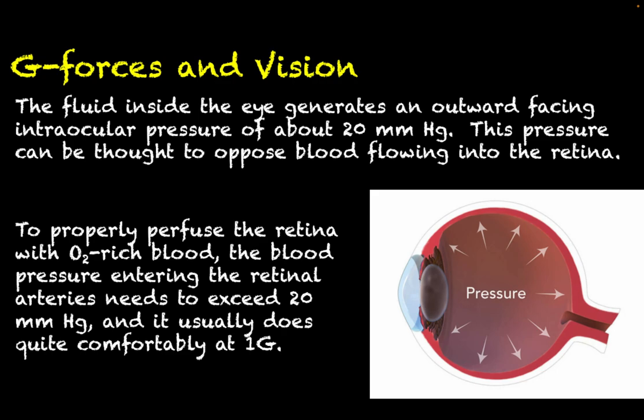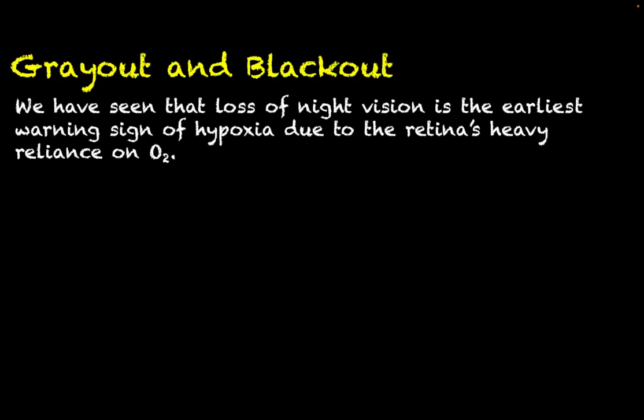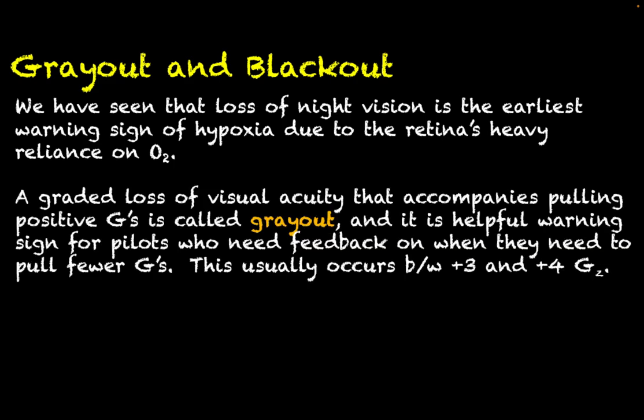So, to properly perfuse the retina with oxygen-rich blood, the blood pressure that enters the retinal arteries needs to exceed that 20 millimeter mercury threshold. And usually it does quite comfortably when you are pulling 1G. Now, like I said before, we've seen in previous chapters that a loss of night vision is the earliest symptom you're going to see for hypoxic hypoxia, due to the retina's heavy reliance on oxygen.